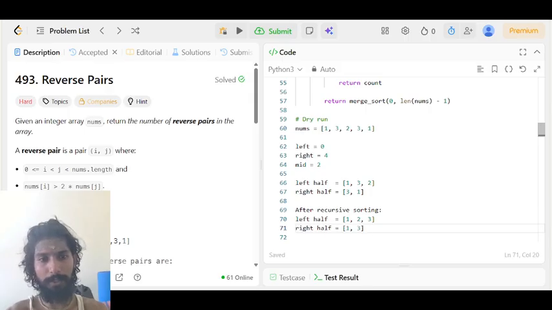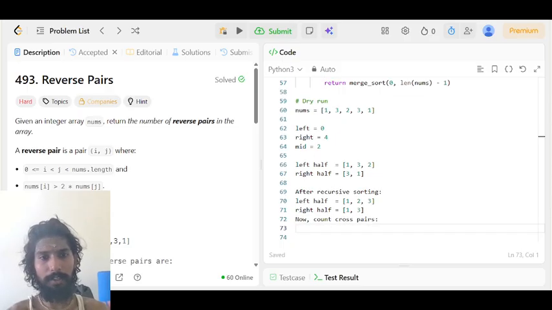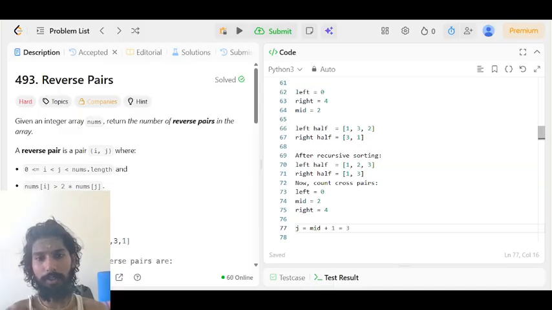Now we count cross pairs. So here left equal to 0, mid equal to 2 and right equal to 4. So left half indices are 0 to 2 and right half are 3 to 4. We start j equal to mid plus 1 equals 3. Now we check each i.